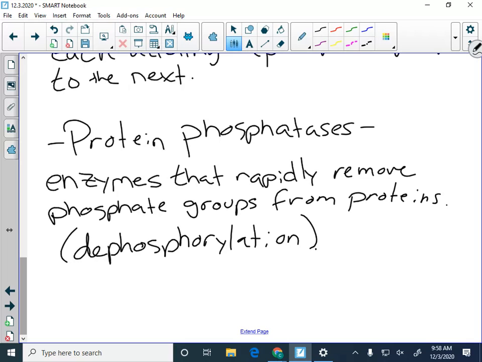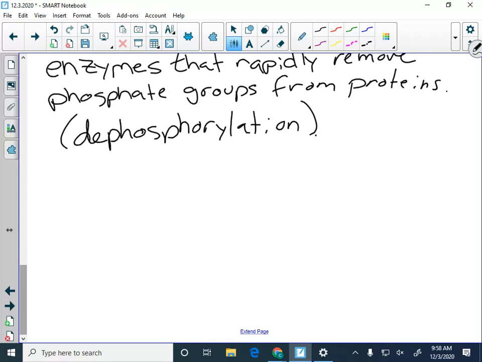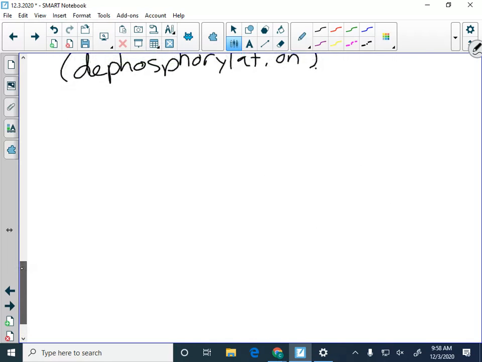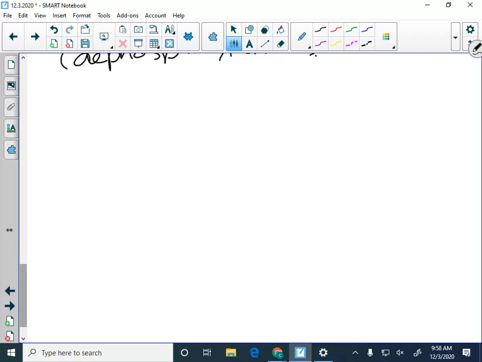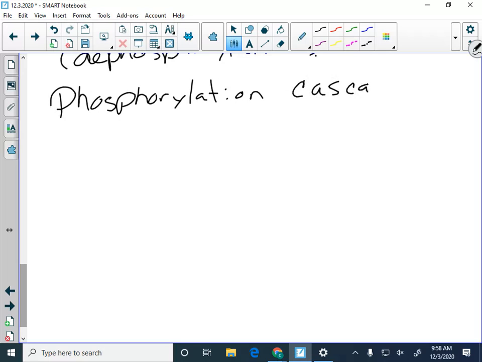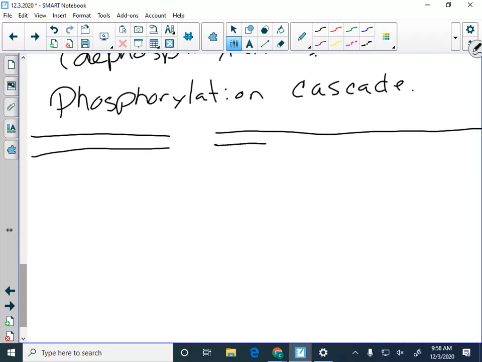So we're going to draw one. Very, very simply, nothing too crazy. Okay, so we've got a phosphorylation cascade, starting off, of course, with a cell membrane. This is outside the cell. This is inside the cell.